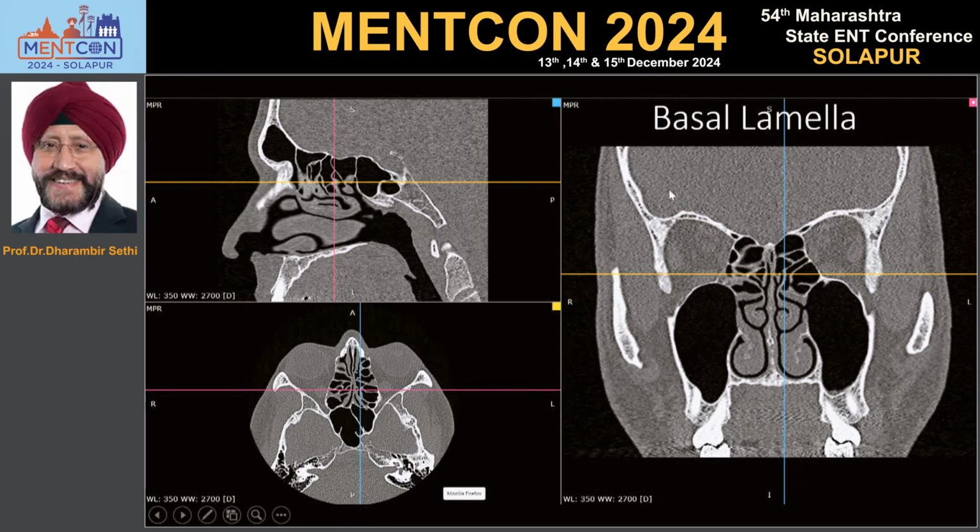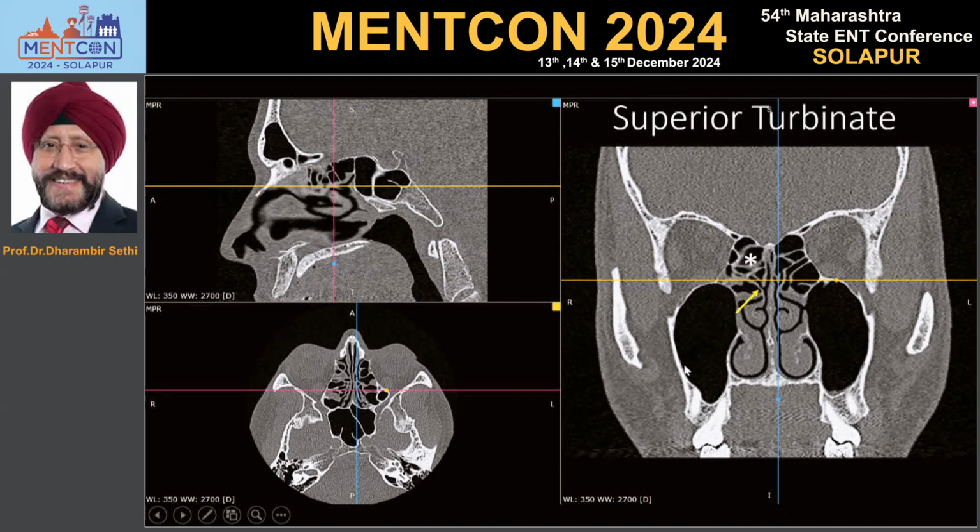The basal lamella is not always readily identified on the CT scan, but sometimes you can tell this is basically the basal lamella, and you can see it in all three different planes. So these are the anterior group of the sinuses, and that's the posterior group of the paranasal sinuses.